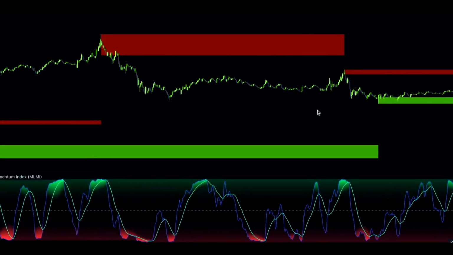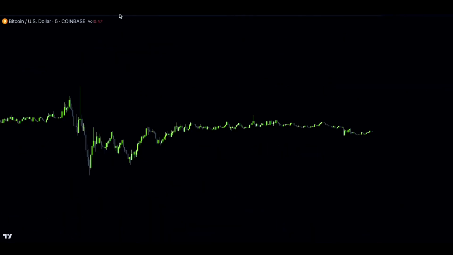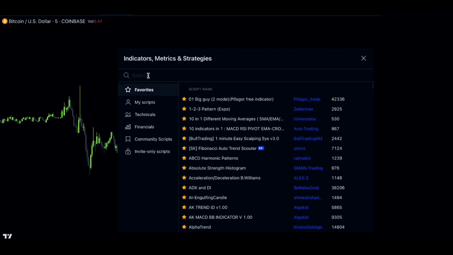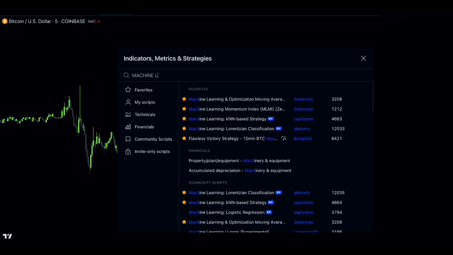Now, back to our strategy. To build the setup I'm showing, open any chart on TradingView and click Indicators. The first indicator you'll search for is the Machine Learning Momentum Index.